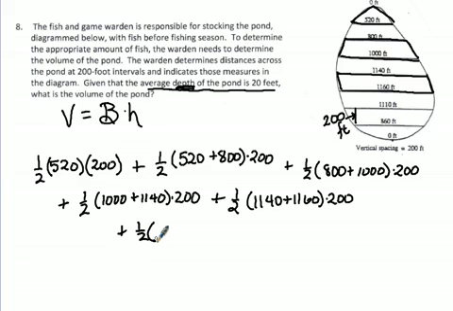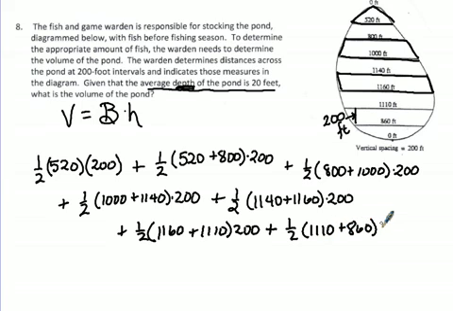Plus 1/2 times 1160 plus 1110 times 200. 1/2 times 1110 plus 860 times 200. And finally, 1/2 times 860 times 200 for that last triangle. So let me just make sure I got them all. 1, 2, 3, 4, 5, 6, 7, 8. It looks like I got them all.